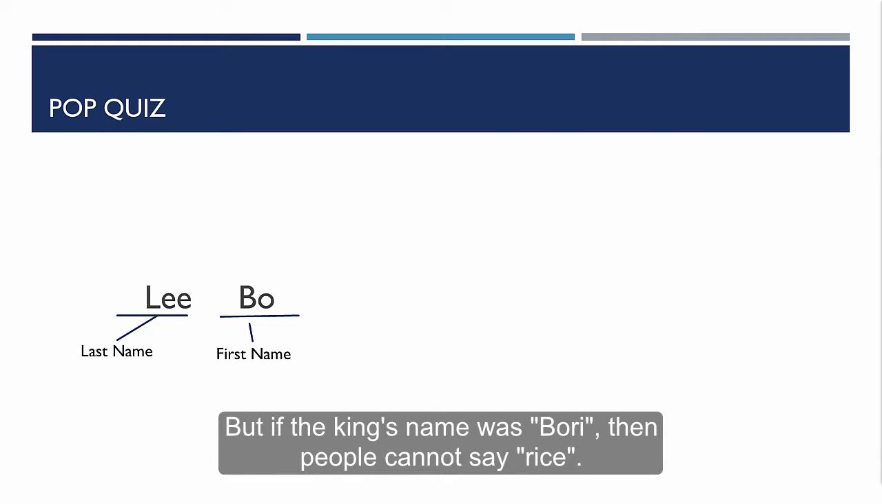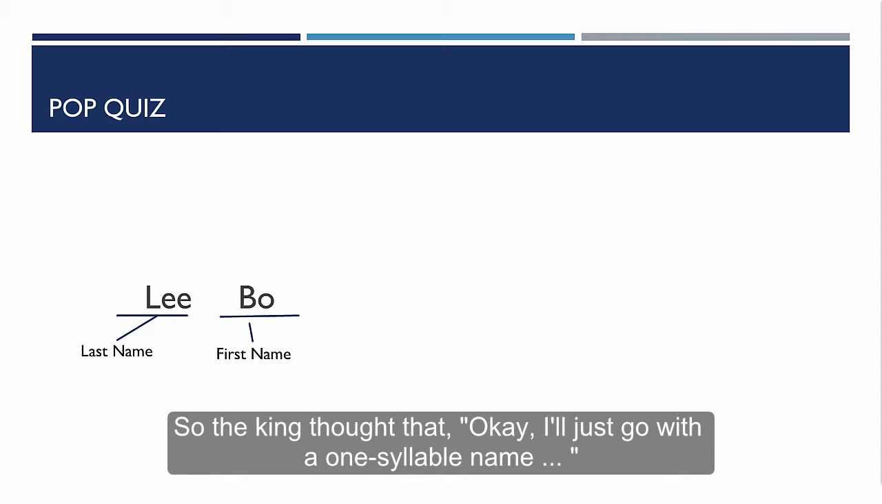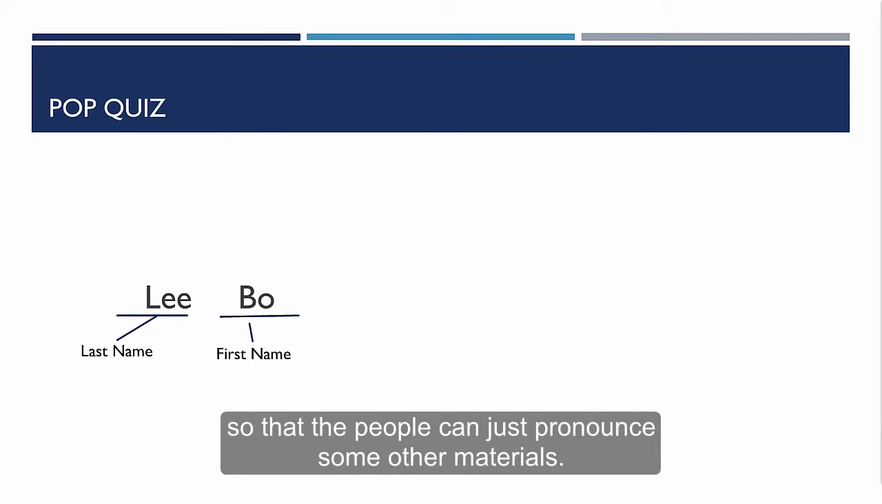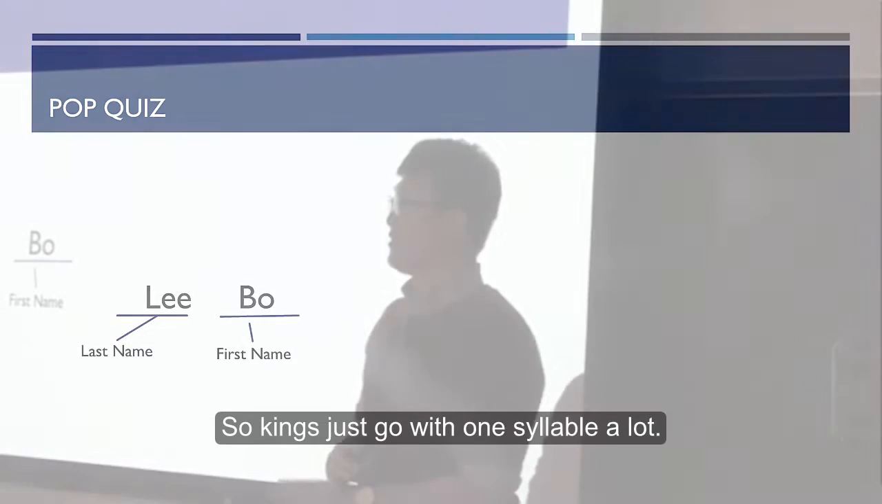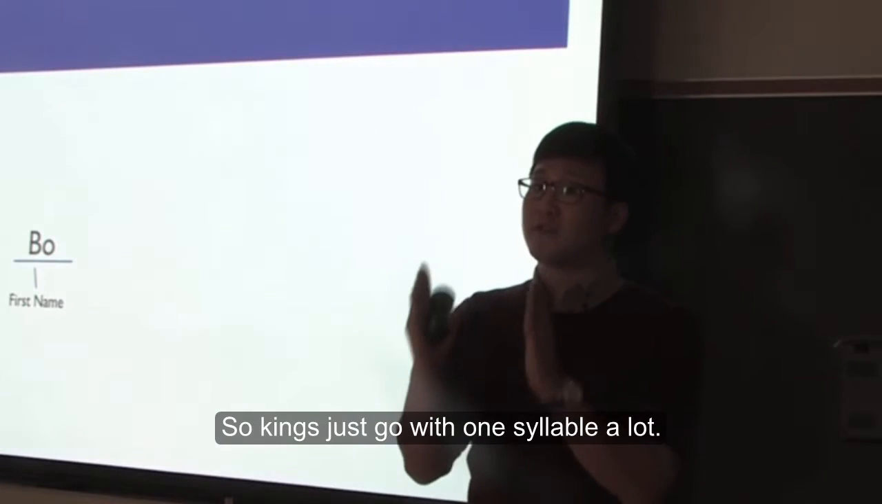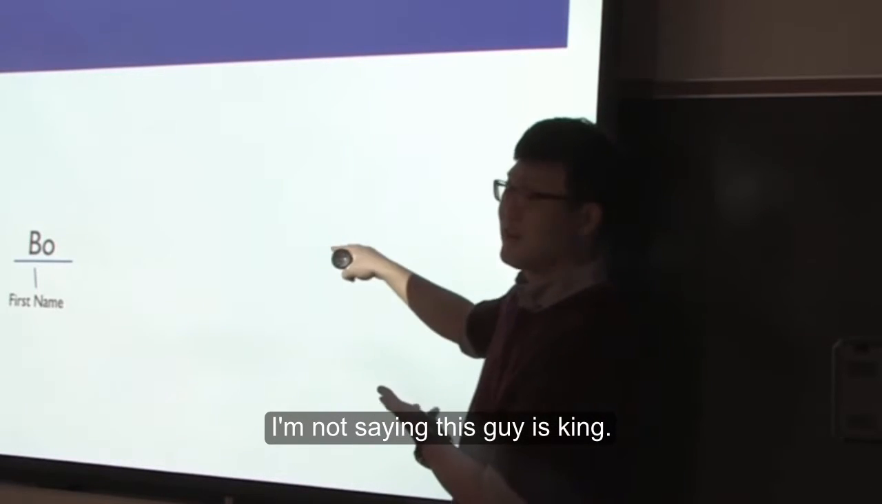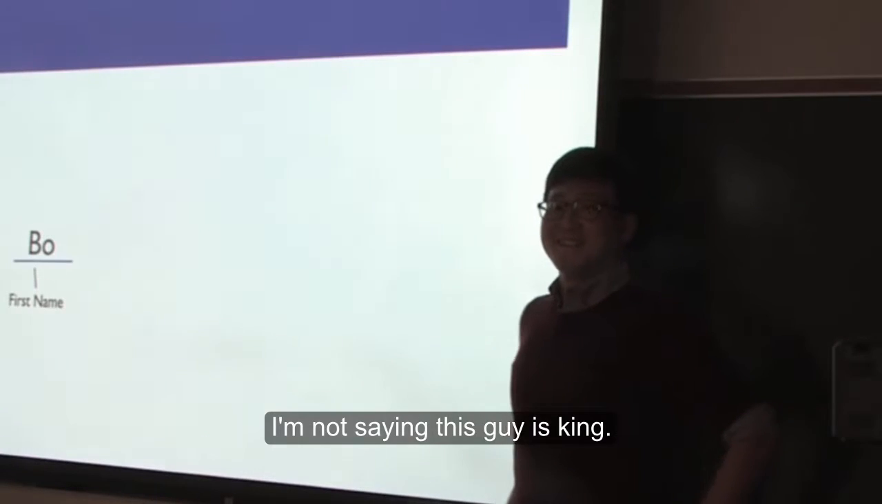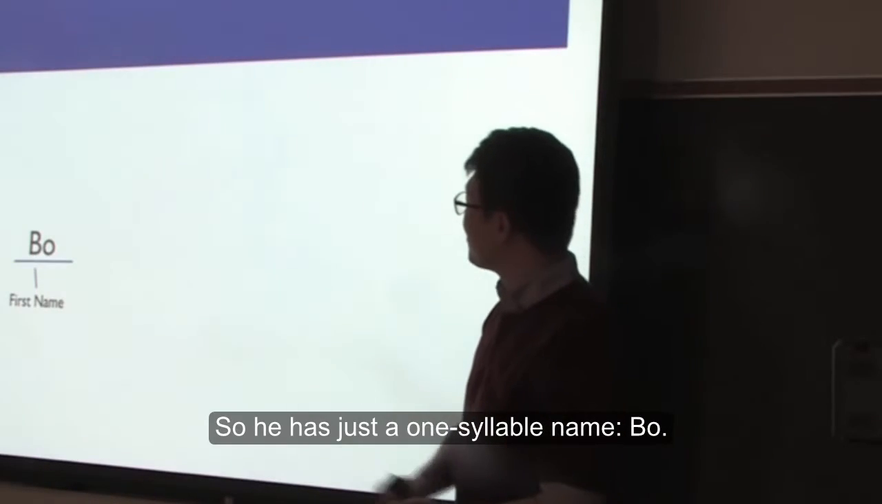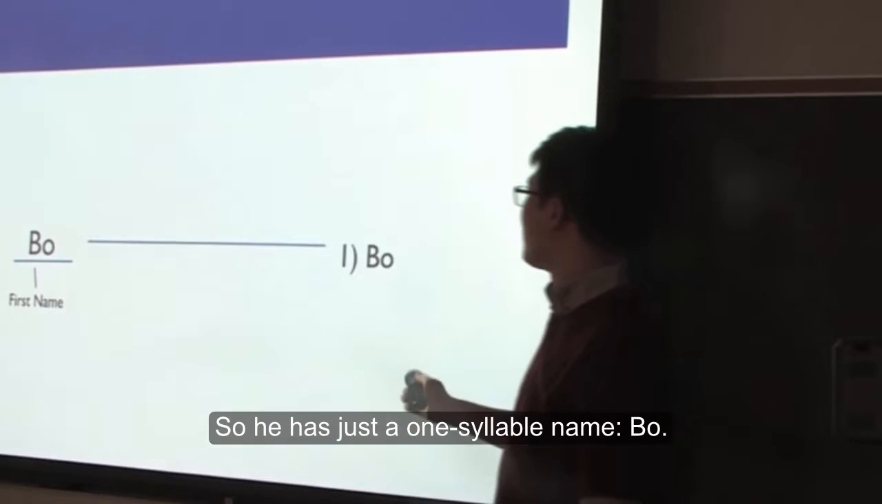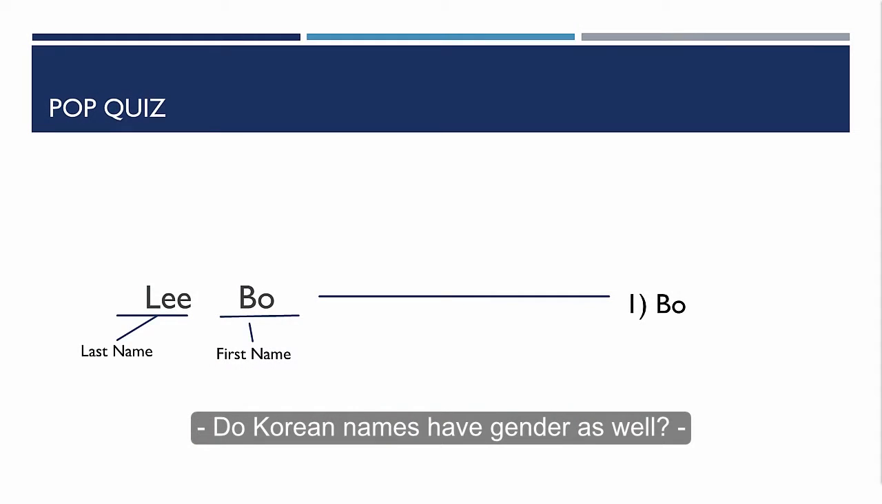But if the king's name was Bori, then people could not say rice. So the king thought, okay, I will just go with a one syllable name so that the people can just pronounce other words. So kings went with one syllable a lot. I'm not saying that this guy is a king. But nowadays we don't have a king. So he just has a one syllable name, Bo.